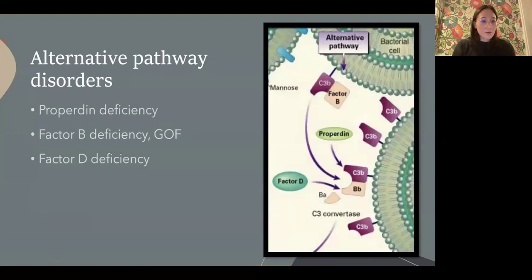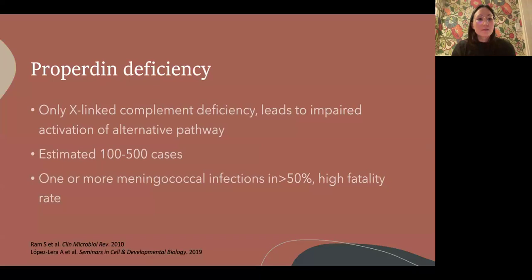Okay, so now talking about the alternative pathway, and then we'll go through alternative and lectin pathways. These disorders are a lot less common, but we'll go through them just to illustrate where things can go wrong and what happens. To remind ourselves, you've got your properdin there that stabilizes the C3bBb complex. You've got your factor B that binds to C3b, and then you've got factor D, which cleaves the complex below.